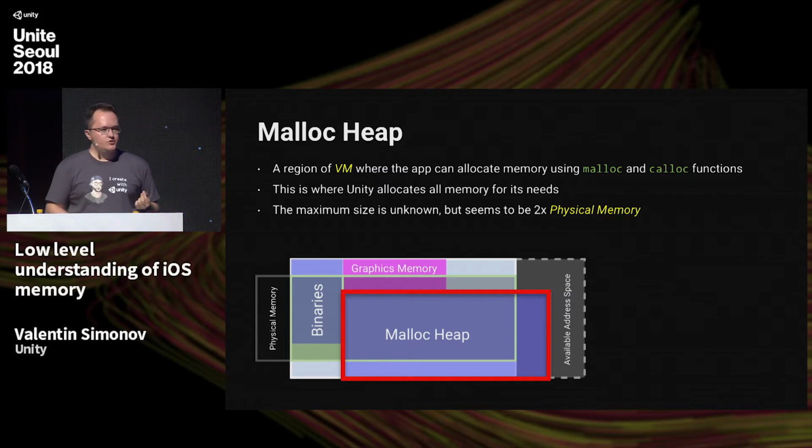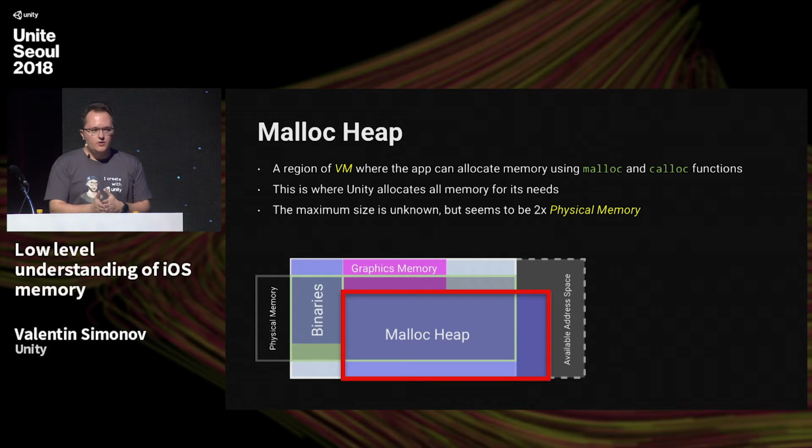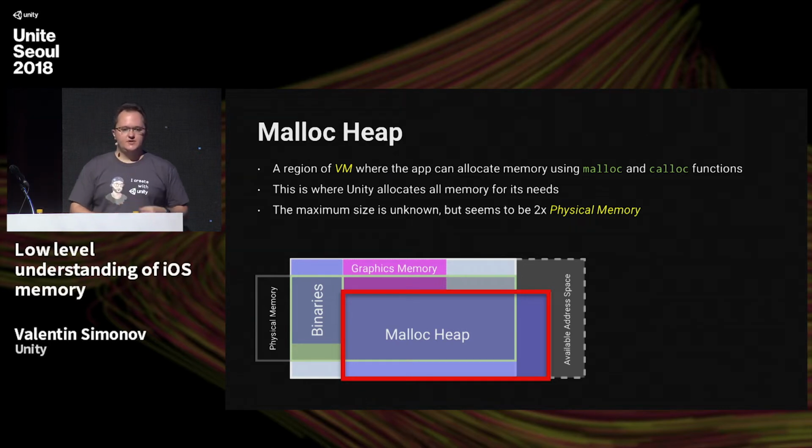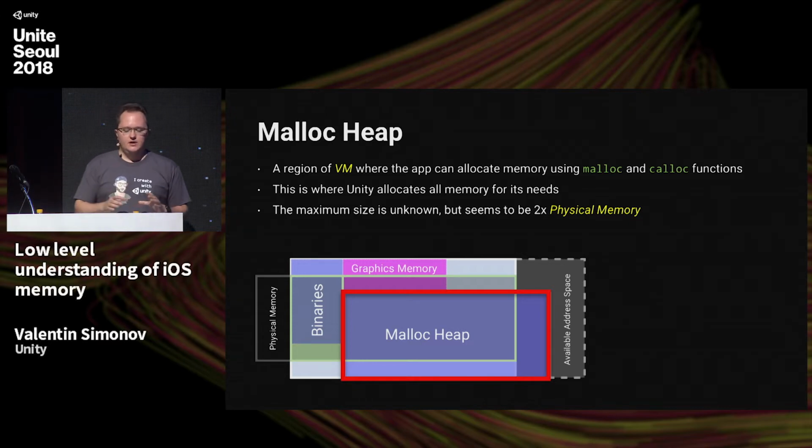There's a region of virtual memory called malloc heap, and it is where the application can allocate memory using malloc and other C functions. So this is basically where Unity allocates memory for all its needs. Unfortunately, Apple doesn't publish the actual size of this region. But from the test, it seems that the size is around twice the size of physical memory. So if you have 1 gigabyte of physical memory, the malloc heap will be 2 gigabytes.